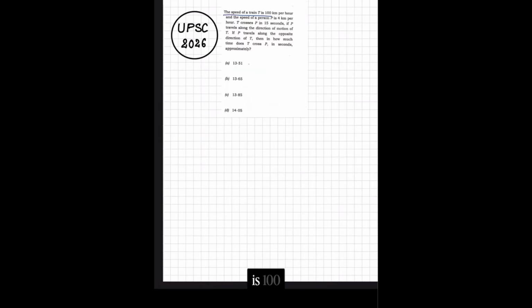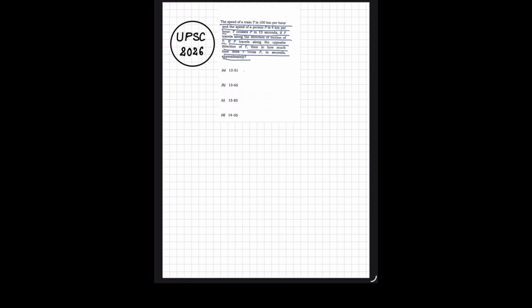The speed of a train T is 100 km per hour and the speed of a person P is 4 km per hour. T crosses P in 15 seconds if P travels along the direction of motion of T. If P travels along the opposite direction of T, then in how much time does T cross P in seconds? So let's solve it. Let the relative speed of train T with respect to person P when they both travel in the same direction be S1. So S1 is equal to speed of train minus speed of person. This is equal to 100 minus 4, which is equal to 96 km per hour, which can also be written as 96 into 5 by 18 meters per second.